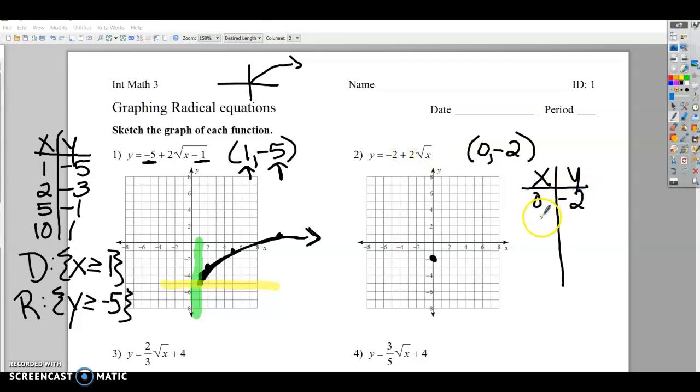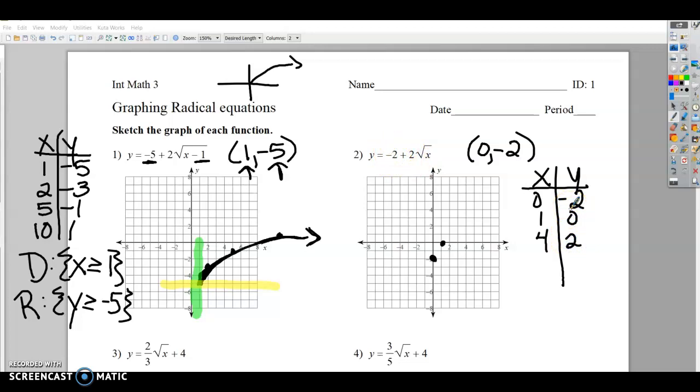All right, so we can put 1 in here. Square root of 1 is 1. 1 times 2 is 2. 2 plus -2 is 0. So 1, 0 is a point. And then I want a perfect square here. So again, you can choose any number you want to plug in. I'm just trying to make it nice, easy numbers to graph. So I'm going to choose 4 as my x because I know the square root of 4 is 2. 2 times 2 is 4. 4 minus 2 is 2.